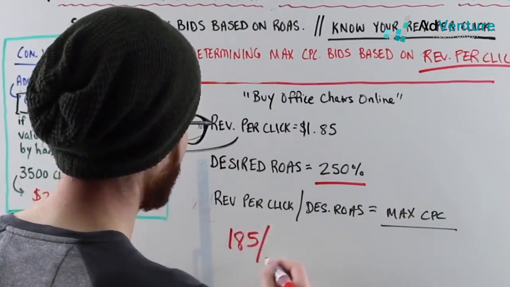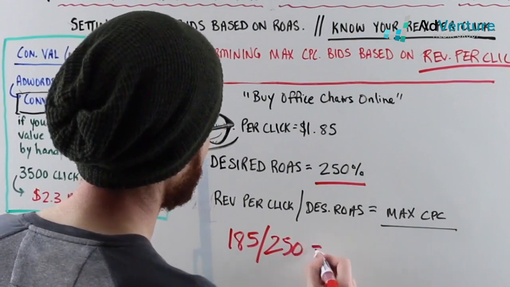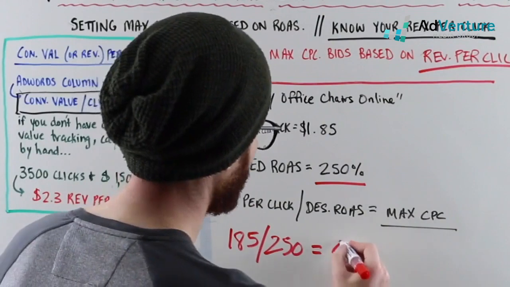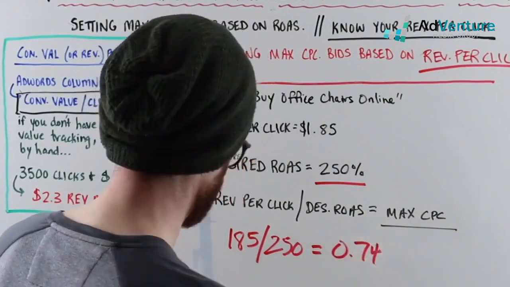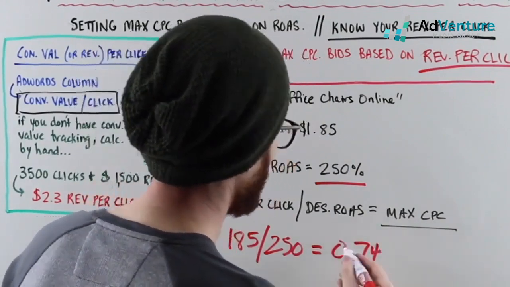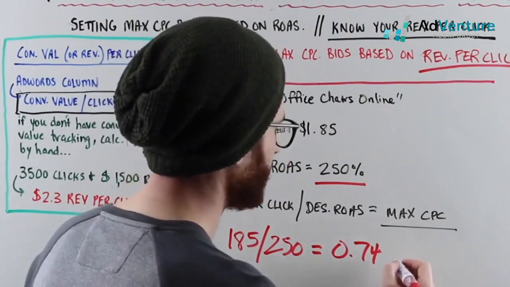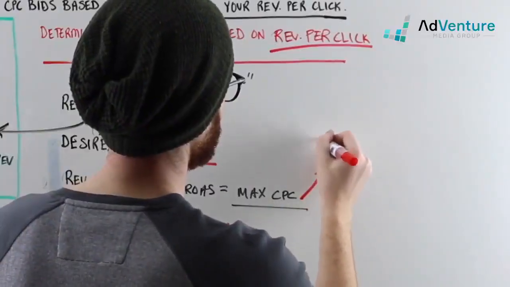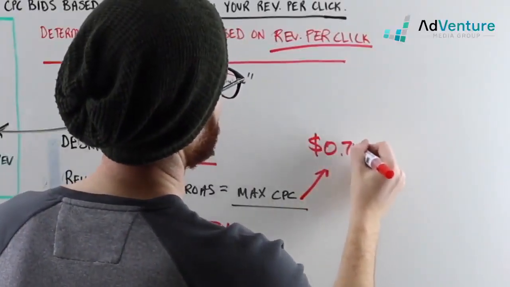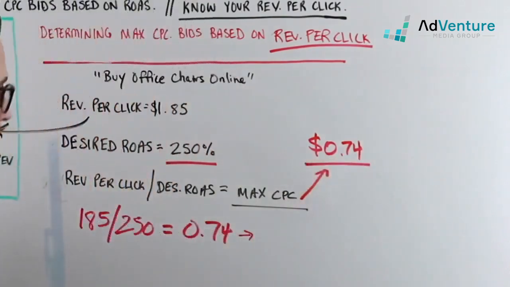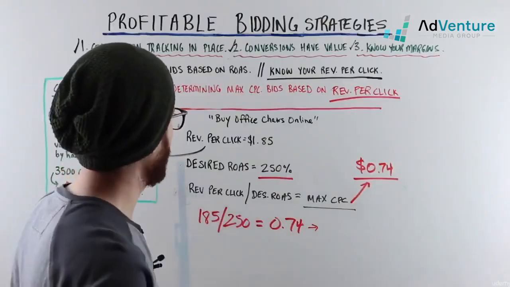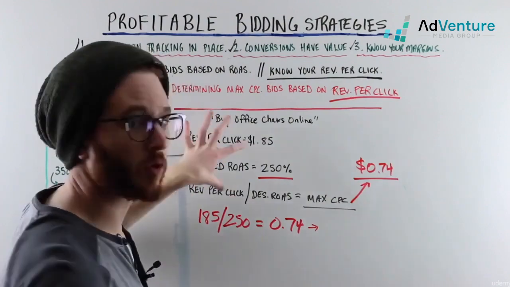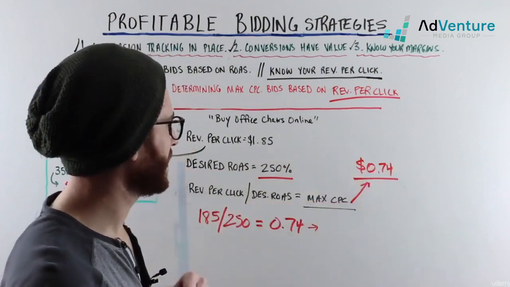185 divided by 250. You guys following along, do you know what this is? It's 0.74. So this means that my max CPC bid is 74 cents a click. In this scenario that we just drew up, our revenue per click is $1.85, our desired ROAS is 250%, and using this historic data, my max CPC bid is 74 cents.